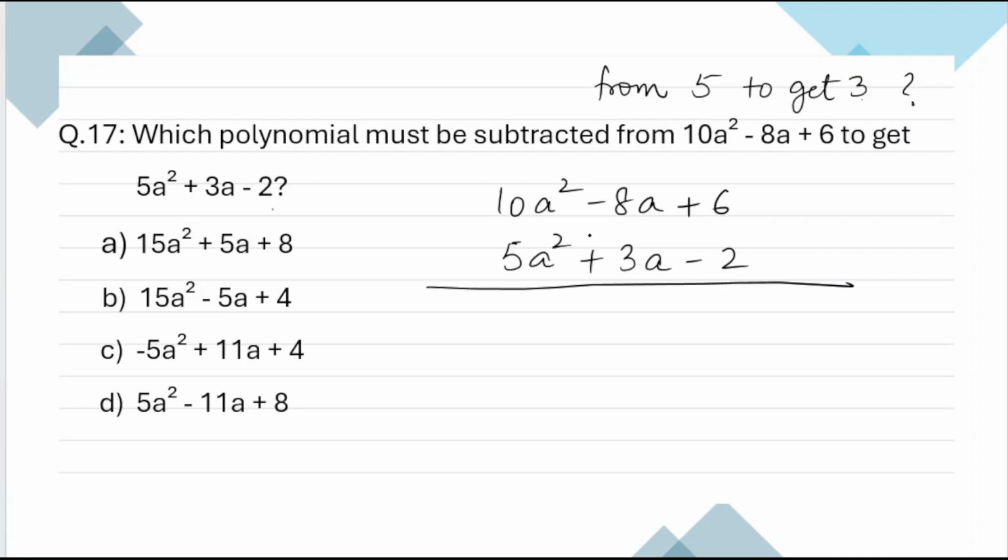And now we are subtracting, so change the signs again. This will become plus, this will become minus, this will become minus. 6 plus 2, 8. Negative 8, negative 3 is negative 11. 10 minus 5 is 5a square. So where is my answer? It's option B, 5a square minus 11a plus 8.